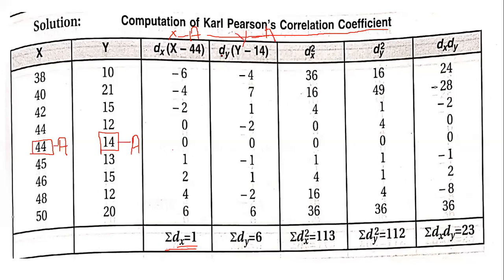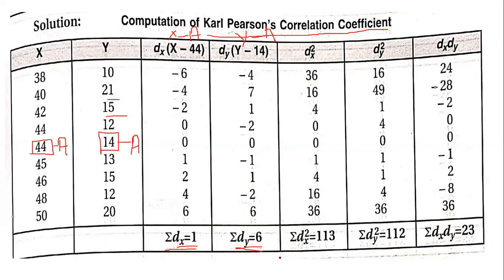So we find dy, that is y minus 14. 10 minus 14 is minus 4, 21 minus 14 is 7, 15 minus 14 is 1, 12 minus 14 is minus 2, and so on. Once you calculate all the deviations, you add them up. Be careful while adding, because plus and minus values are mixed. You get sigma dy equal to 6.